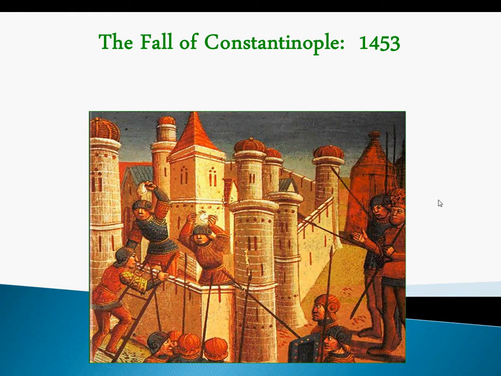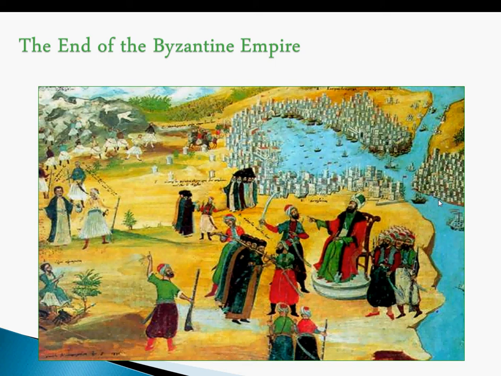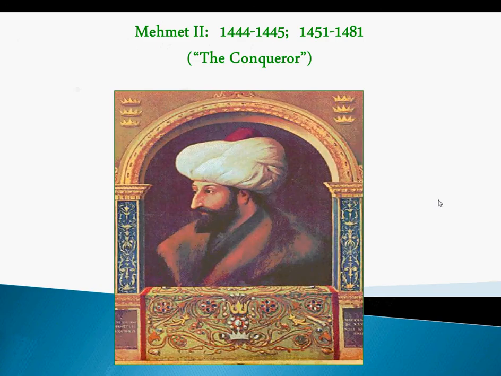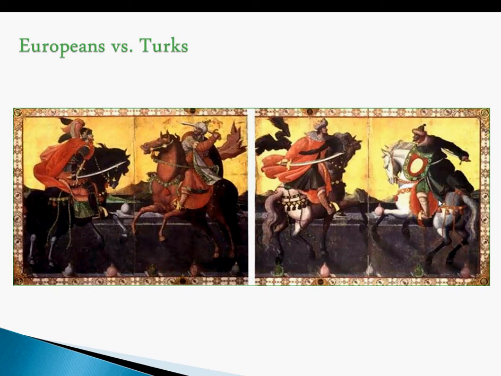The fall of Constantinople is in 1453, and this will end the Christian dominance of this particular location. Muslims will then control Constantinople. Mehmet II is the fellow responsible for conquering the Byzantine Empire.